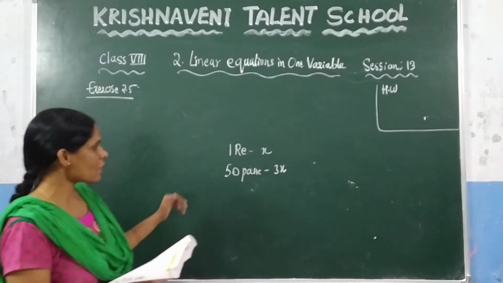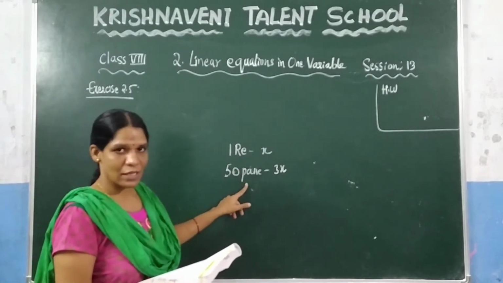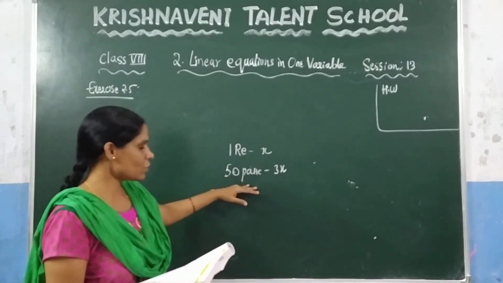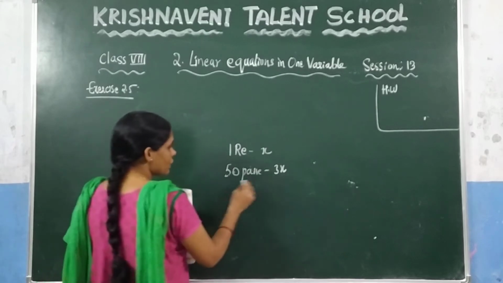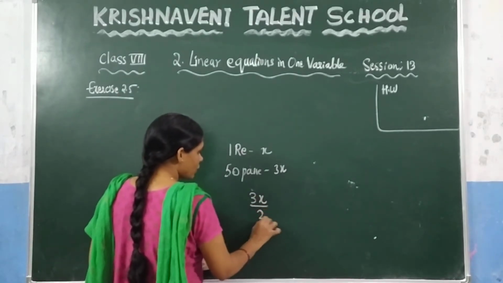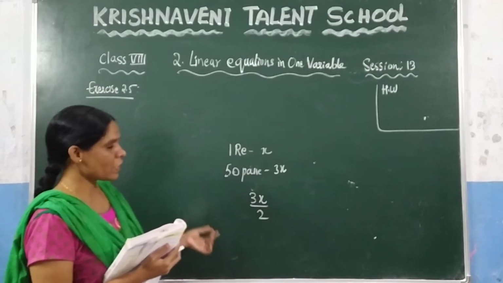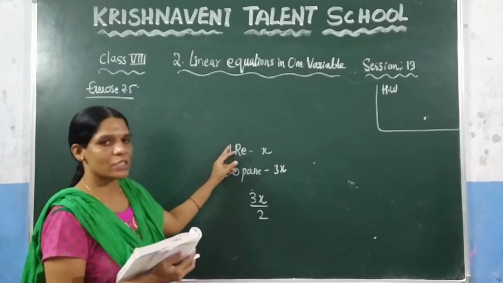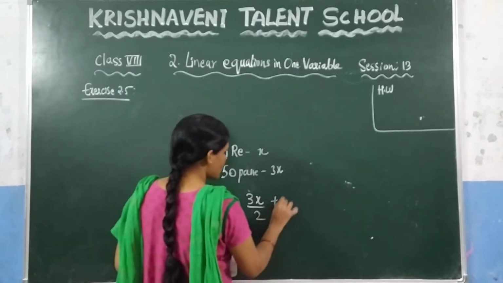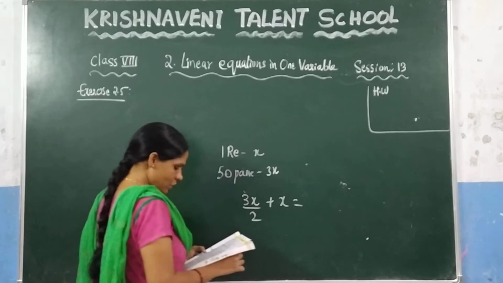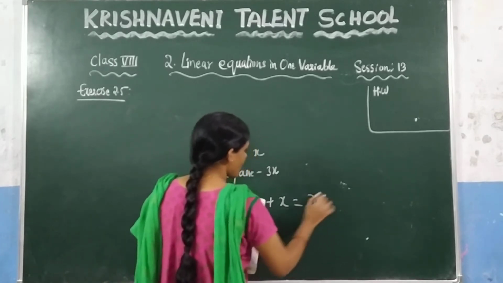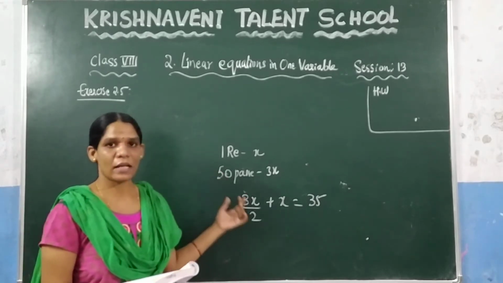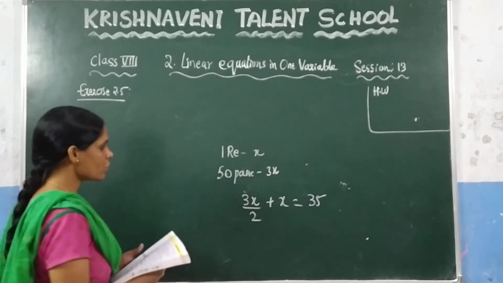But here you can observe that rupees are there and paise are there. You need to convert this into one unit. If you convert this into rupees, you will get 3x by 2. You know that 2 coins of 50 paise combine together to make 1 rupee. So if you divide this by 2, you can convert it into rupees. And the number of rupees from the 1 rupee coins is x. Now the total value they have given is 35. Based on this you need to find how many 1 rupee coins and how many 50 paise coins there are. So calculate it.